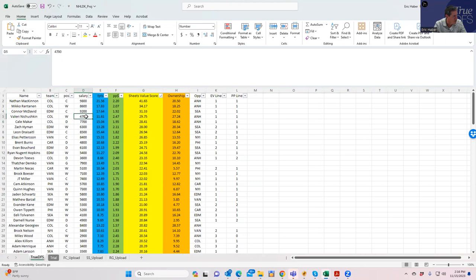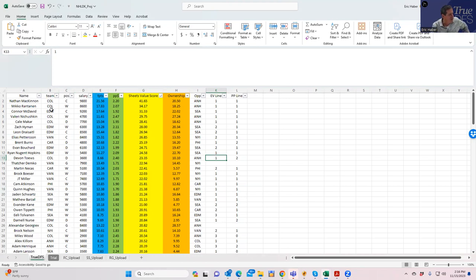Because you have Nichushkin in here, he's going to make it necessarily affordable, at least close to it. Then you even get Devon Toews here, who's not on the power play line, but he's on the first line, and he's only 3,600. So you could probably get that whole thing.